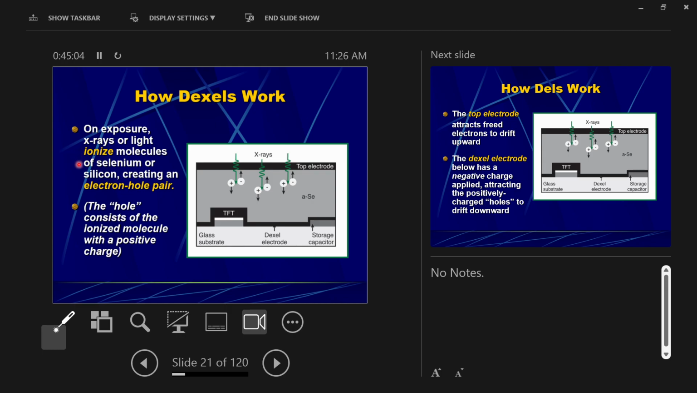When you ionize something, remember, you split apart the atom, right? You take the atom. These black circles represent an electron. When an X-ray photon strikes an atom, it will, if it has enough energy, remove one of these electrons.